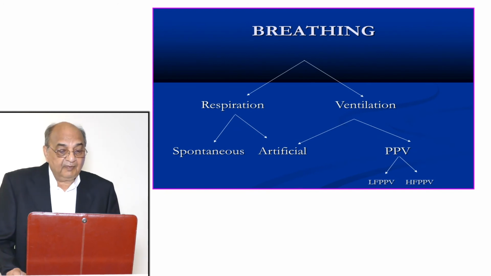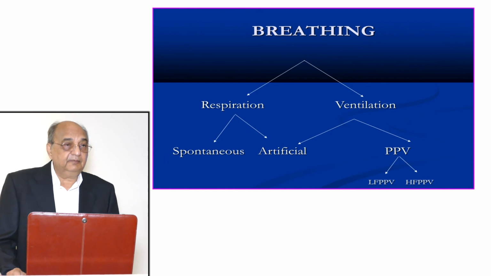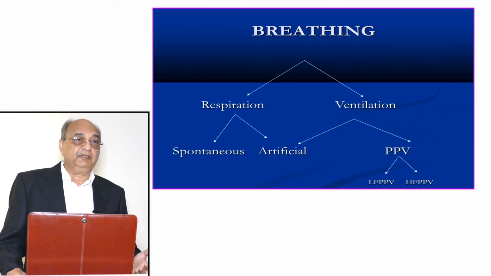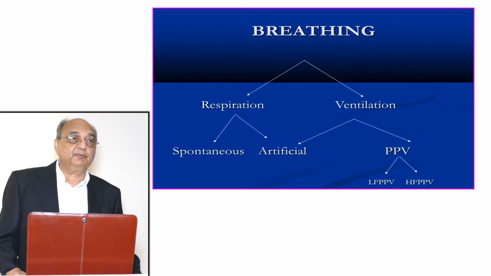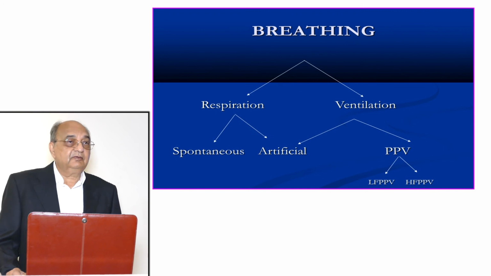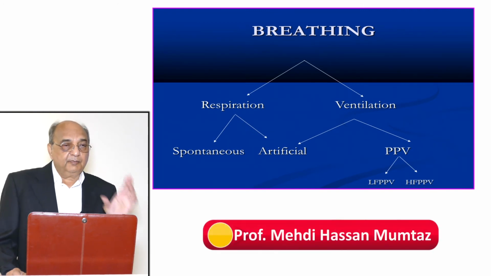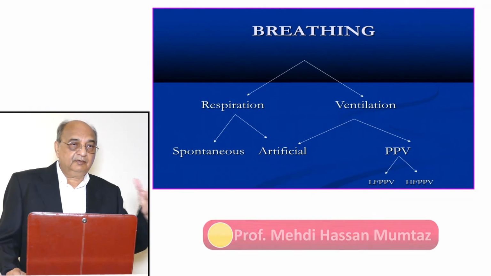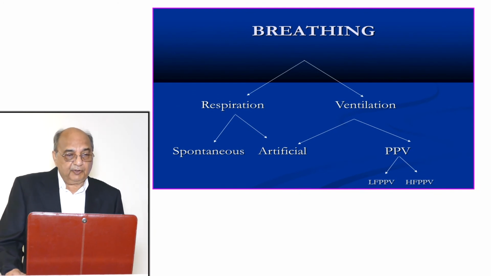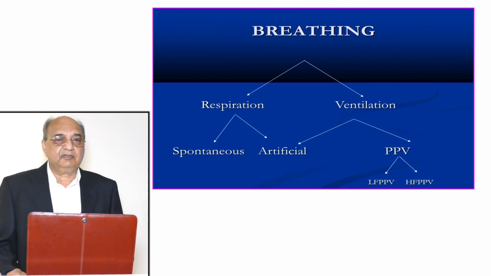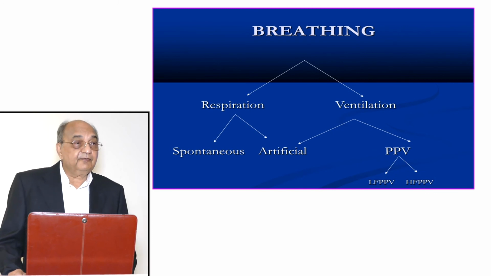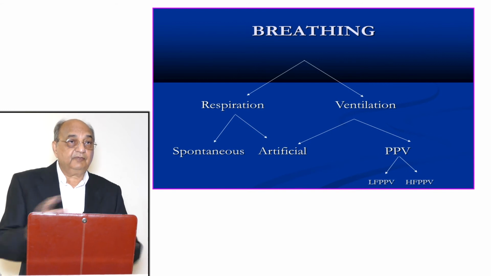Then ventilation is again divided into two: artificial ventilation. Artificial ventilation is when the patient needs ventilatory assistance, or the patient cannot breathe or cannot maintain his blood gases, so we have to put on an artificial ventilator. In that we put positive pressure into the chest to create the pressure gradient from the ventilator to the chest. So if the patient cannot breathe, we give breaths artificially, and it is positive pressure ventilation. Then again, positive pressure ventilation is divided into two portions: low frequency positive pressure ventilation and high frequency positive pressure ventilation. These are two different topics.